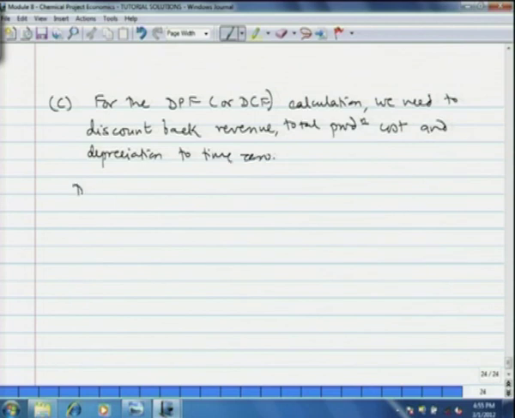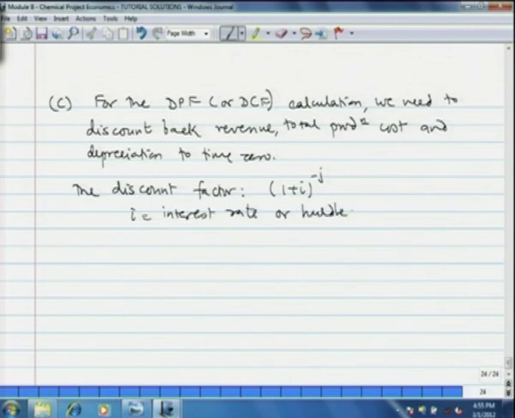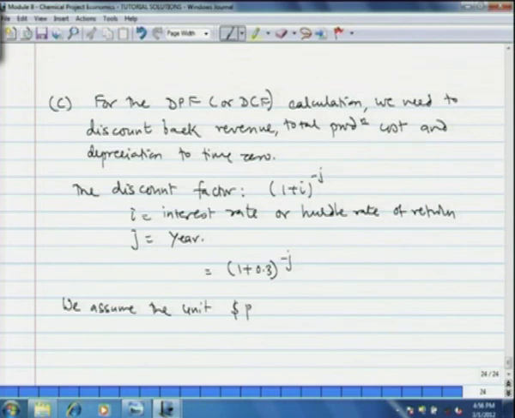The discount factor will be 1 plus i to the power minus j, where i is the interest rate or hurdle rate of return, and j is the year. It is 1 plus 0.3 raised to minus j, and we again assume the unit product price to be P dollar per kg.